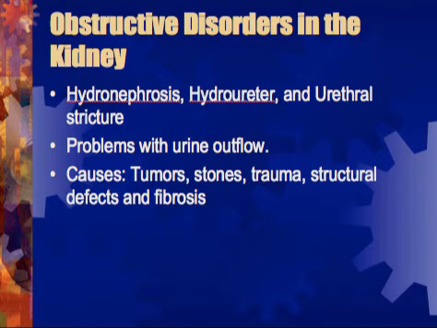Obstructive disorders in the kidneys, the ones we mentioned here, are hydronephrosis, hydroureter, and urethral strictures. With these, there are problems with urine outflow, and the causes can be tumors, stones, trauma, structural defects, and fibrosis. When urine backs up into the kidneys, this exerts pressure on the kidney tissue, and this can begin in as little as a few hours.